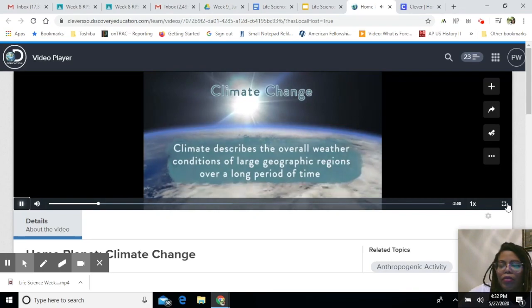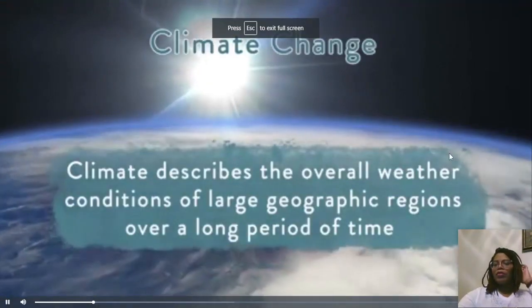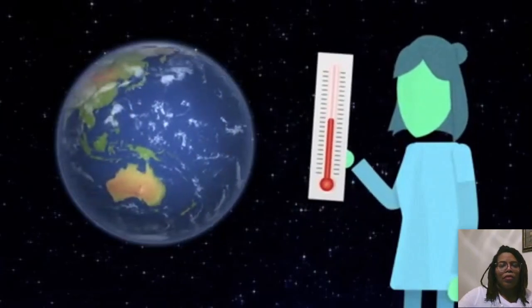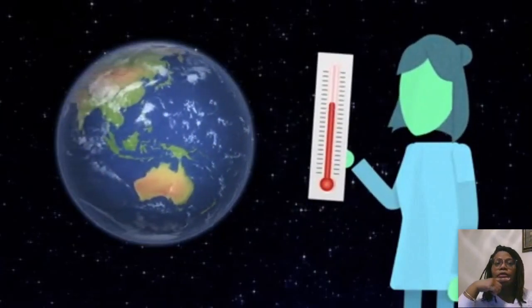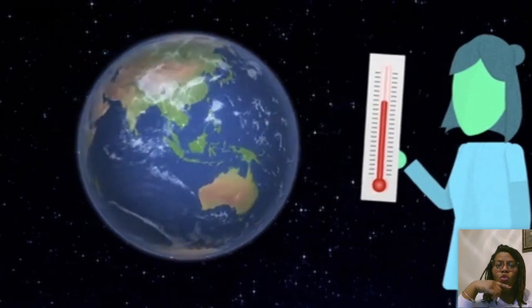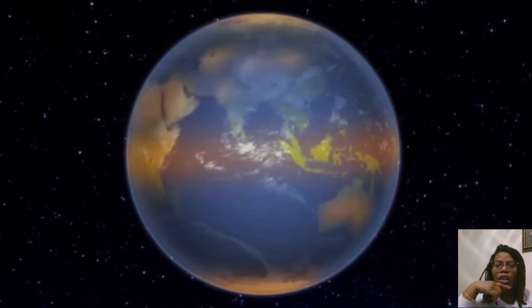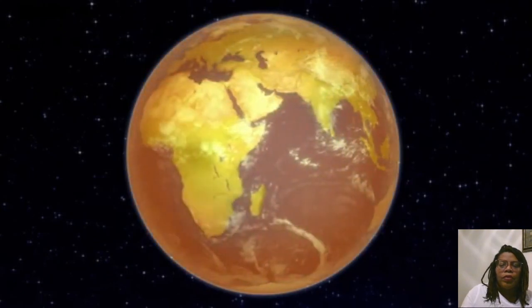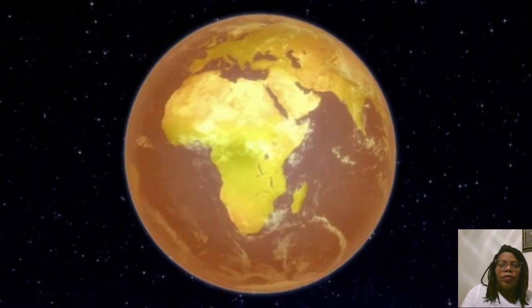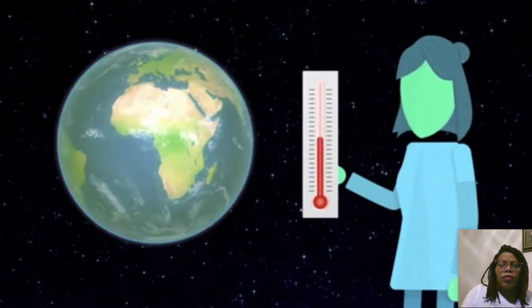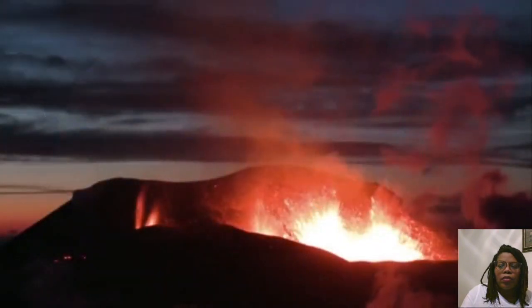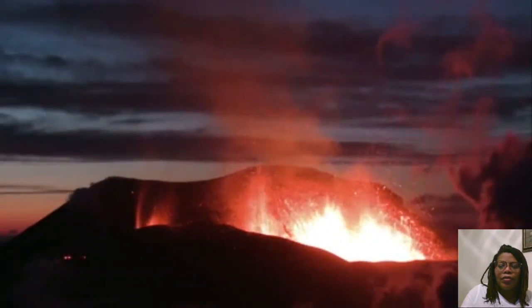geographic regions over a long period of time. Scientists have noticed a drastic change to climates over the last century. They are all warming up, from the poles to the equator to the deserts, forests, mountains, and oceans in between. Earth has gone through cycles of warming and cooling before, but this time is different. Why? Because it's not just from natural causes.